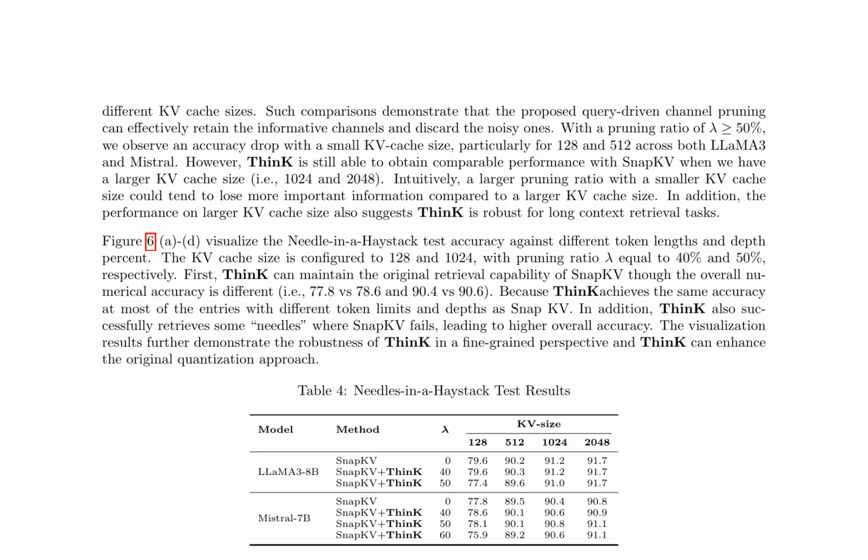The proposed query-driven channel pruning method, ThinK, is evaluated on various KV cache sizes to demonstrate its effectiveness in retaining informative channels and discarding noisy ones. The results show that ThinK can maintain comparable performance with SnapKV, a state-of-the-art KV cache compression method, even with a larger pruning ratio and smaller KV cache size. The needle-in-a-haystack test accuracy is visualized against different token lengths and depth %, showcasing ThinK's robustness in fine-grained retrieval tasks.